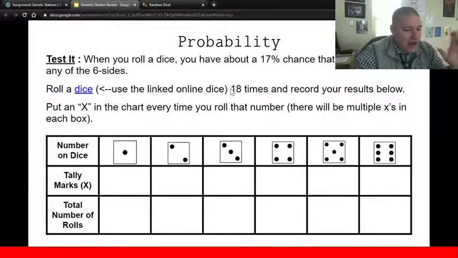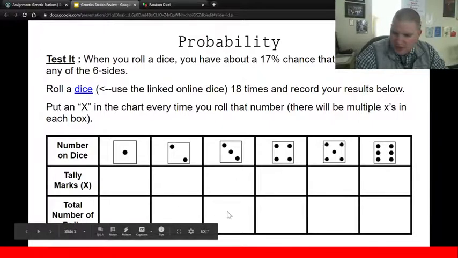You're going to roll it 18 times. Every time it comes up with whatever number, you are going to put an X in the line that says tally marks. So if you get 3 number 1s, you're going to put 3 X's there. If you get 5 number 3s, you're going to put 5 X's in the number 3.